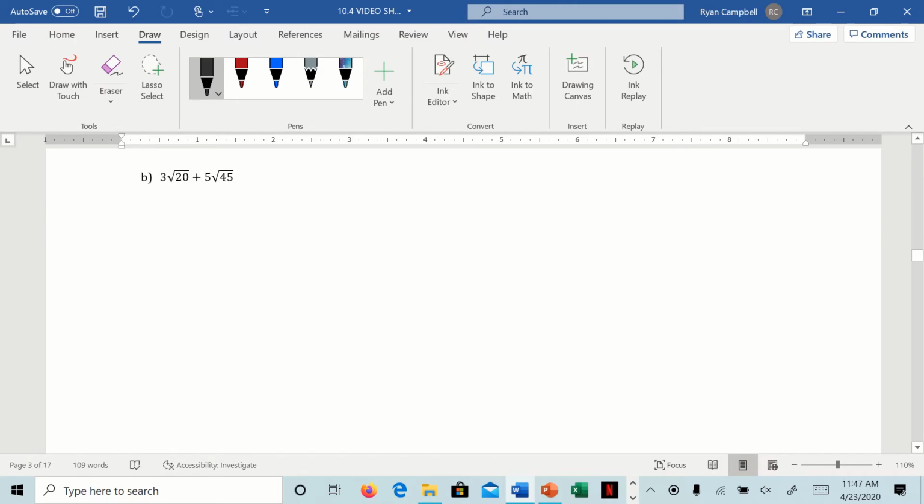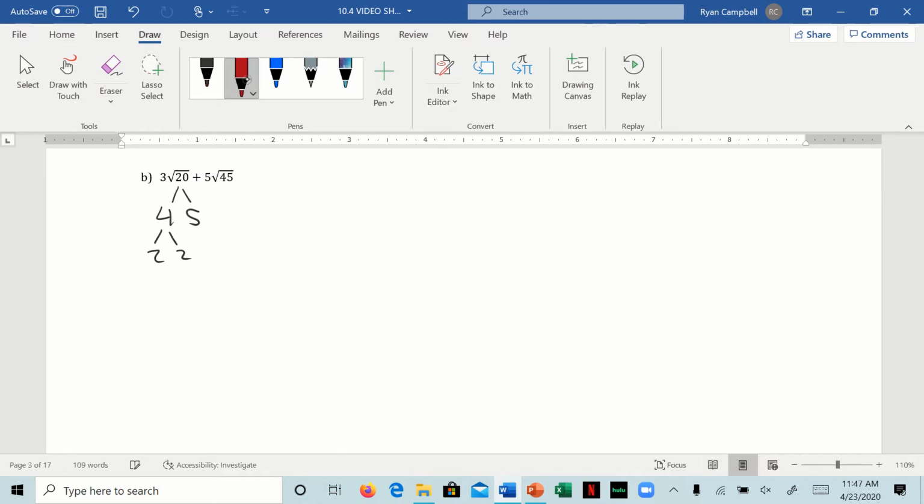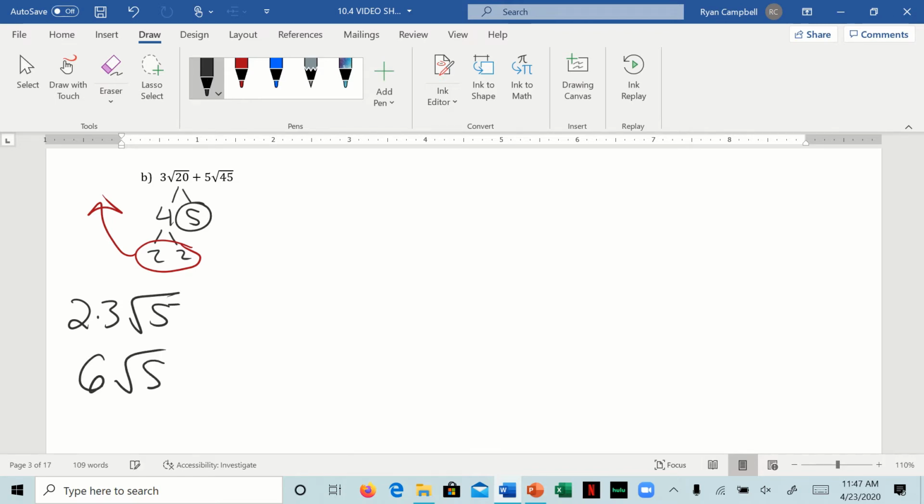Part B. 3 square root of 20 plus 5 square root of 45. So we can't combine them yet, but let's see if we can simplify. So 20 can be 4 and 5, 2 and 2. Square root means you need groups of 2. So here's one group of 2. So 2 times 3, and then the 5 is going to be on the inside. So this is 6 square root of 5.